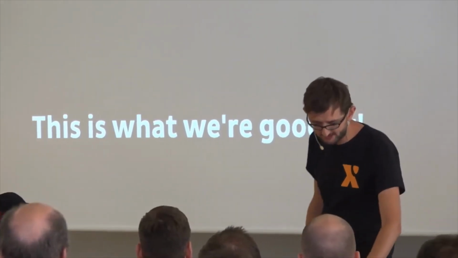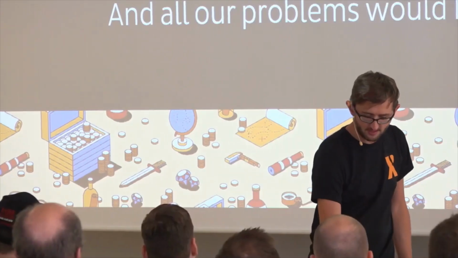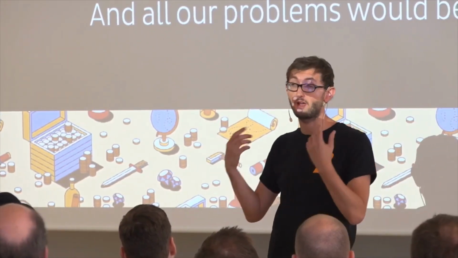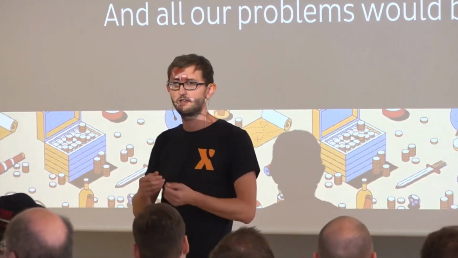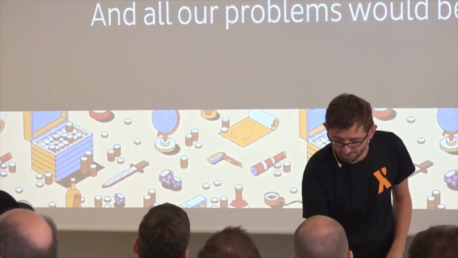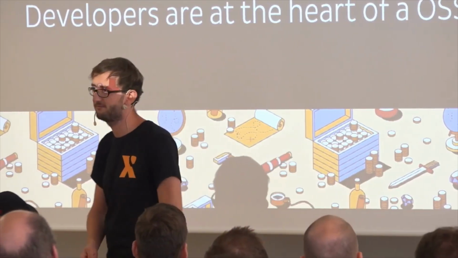So the question is, how could we move? I wish there would be some kind of a secret weapon, so all our problems would go away. I'm going to tell you a couple of things now, and I will repeat them multiple times, mostly because they're so important for me. So there's a reason why. I'm going to tell you that you are the secret weapon.